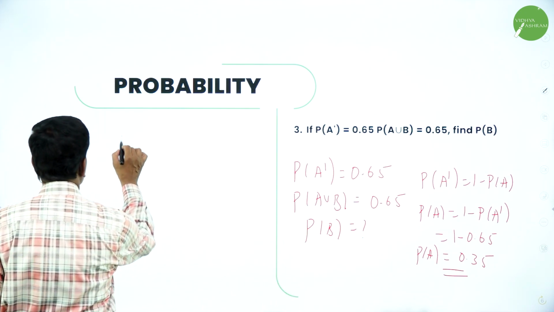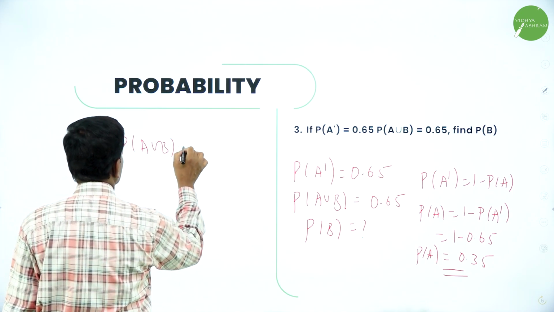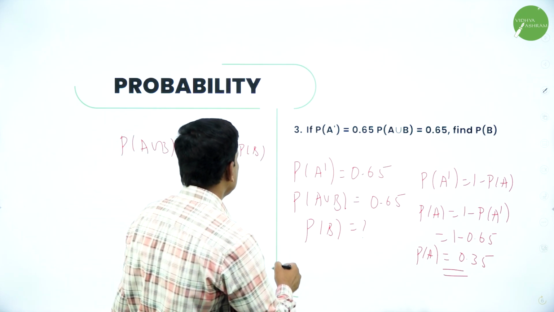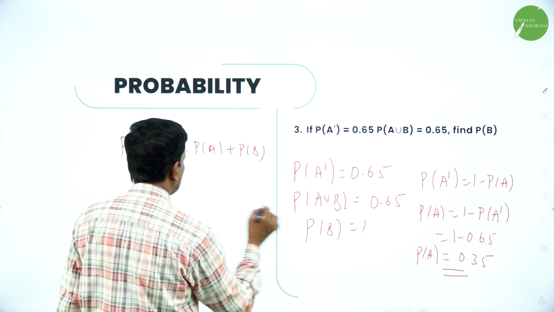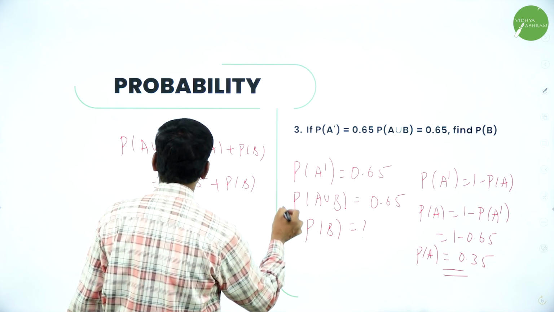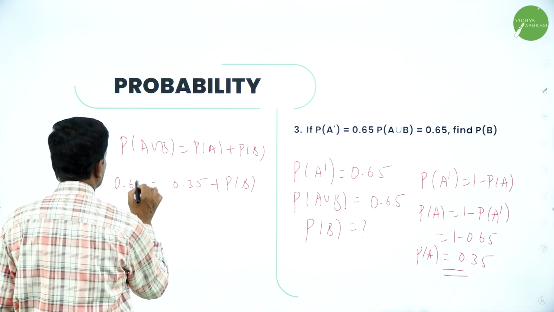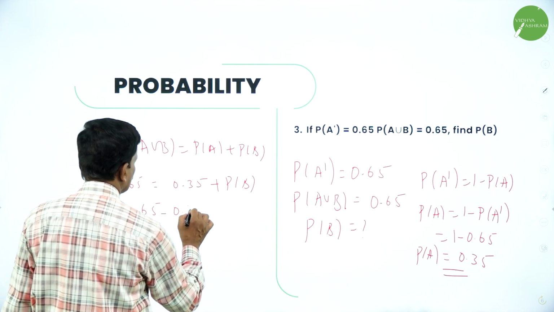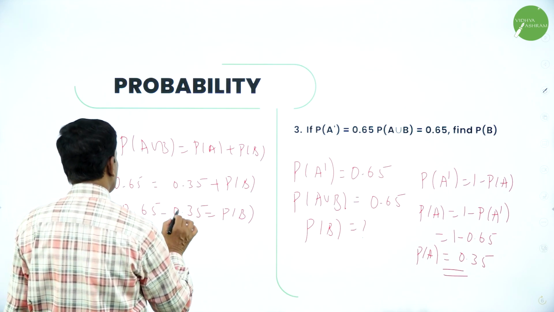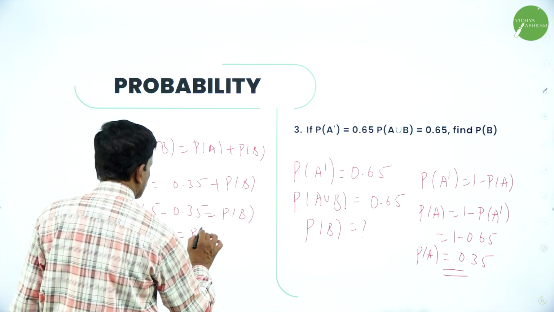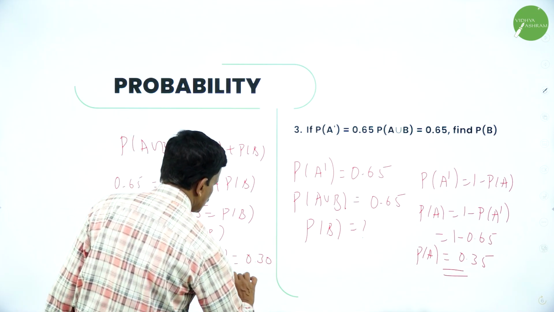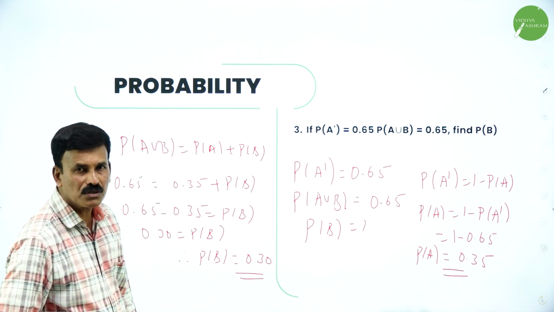So using this theorem, we know probability of A union B is equal to probability of A plus probability of B, right? So here, what is probability of A? 0.35. What is probability of B? We don't know. What is probability of A union B? 0.65. So 0.65 minus 0.35 is equal to probability of B. So this is 0.30, which is equal to probability of B. So therefore probability of B is equal to 0.30. That's it. This is how we are going to solve this problem.